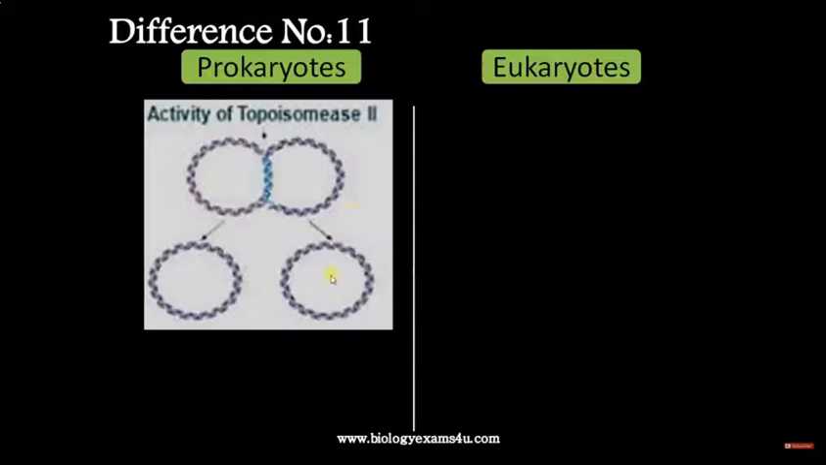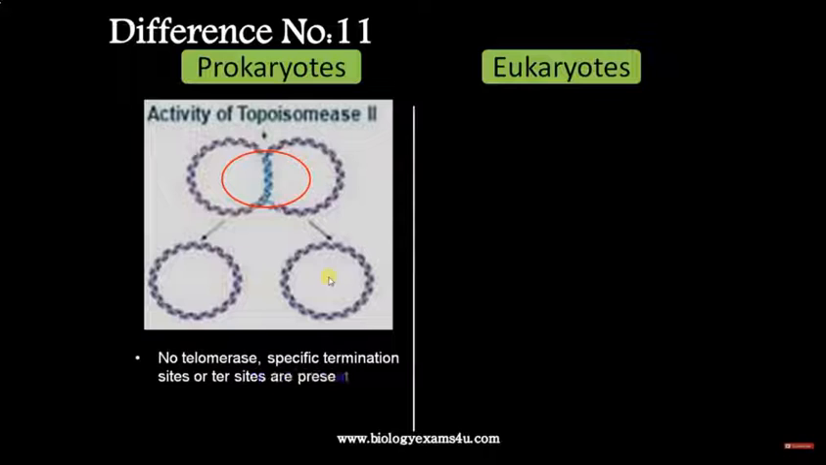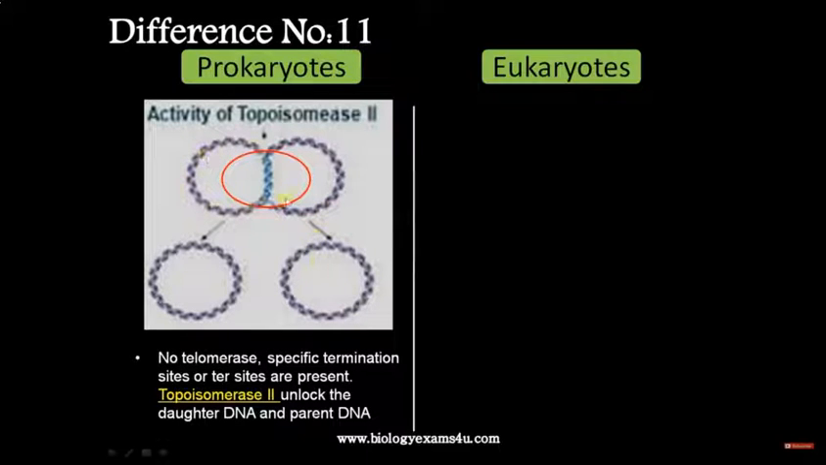Difference number 11 is regarding the termination of DNA replication. In prokaryotes, there are specific termination sites or ter sites, specific sequences where the DNA replication stops. As it is a circular DNA molecule, at the end there will be a daughter strand and a parental strand that are interlocked, and this locking is unlocked by the enzyme topoisomerase 2.